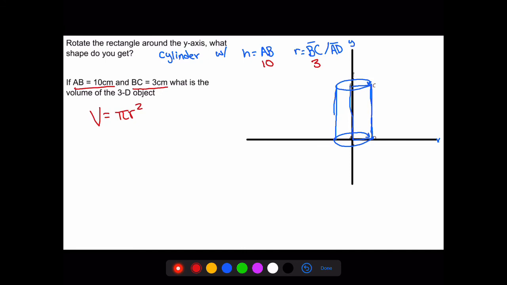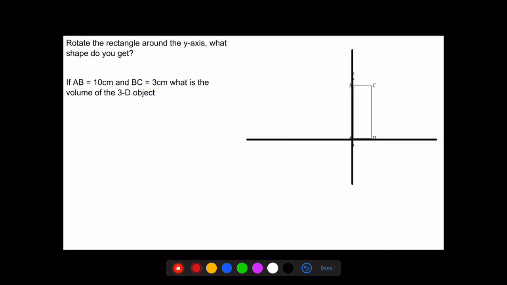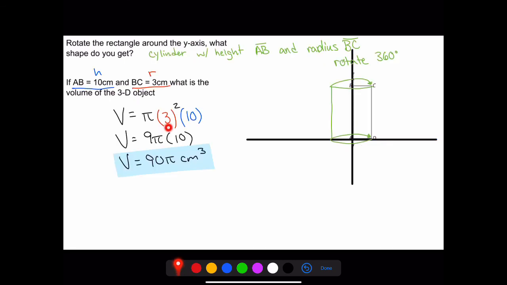So for a cylinder, we have volume is equal to pi r squared times height. In this case, our height is 10, our radius is 3. So we'd be left with pi times 3 squared times 10. Well, from here we follow PEMDAS. 3 squared gives us 9. 9 pi times 10 gives us 90 pi centimeters cubed. So that's the volume of this object, 90 pi centimeters cubed.